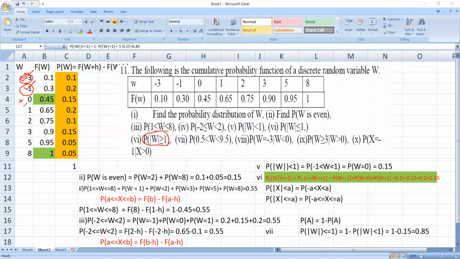Next value is 1. So all these values are positive, therefore mod remains the same, and all these are greater than or equal to 1. So they can be included. So in the entire range, except for 0, all these 7 values are favorable to mod W greater than or equal to 1.